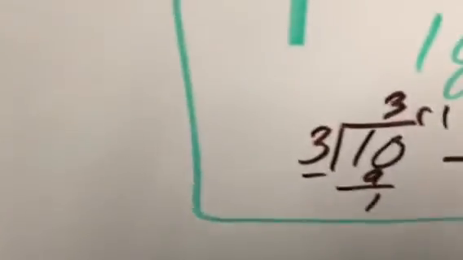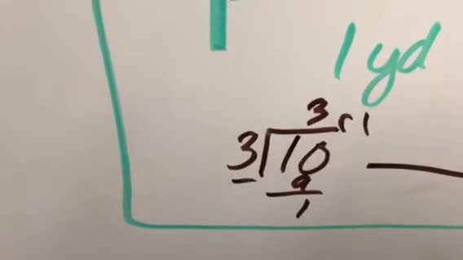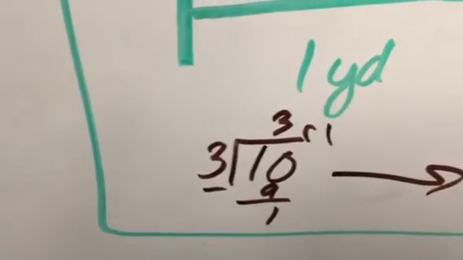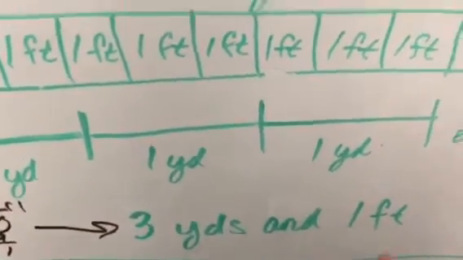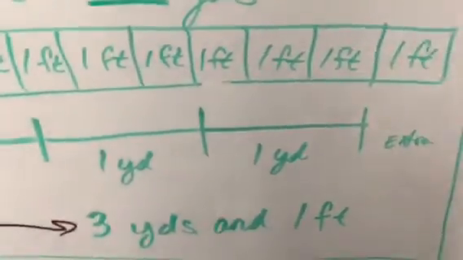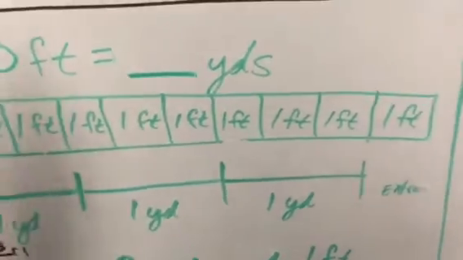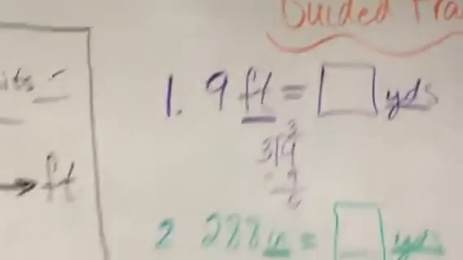Or I could have done 10 divided by 3 gives me 3 with a remainder of 1. When you get 3 remainder 1, your answer would be 3 yards, just like the picture shows, 1, 2, 3, and 1 foot. We had this 1 foot left over. So I have 3 yards and 1 foot is equal to 10 feet. Let's take a look at the guided practice.